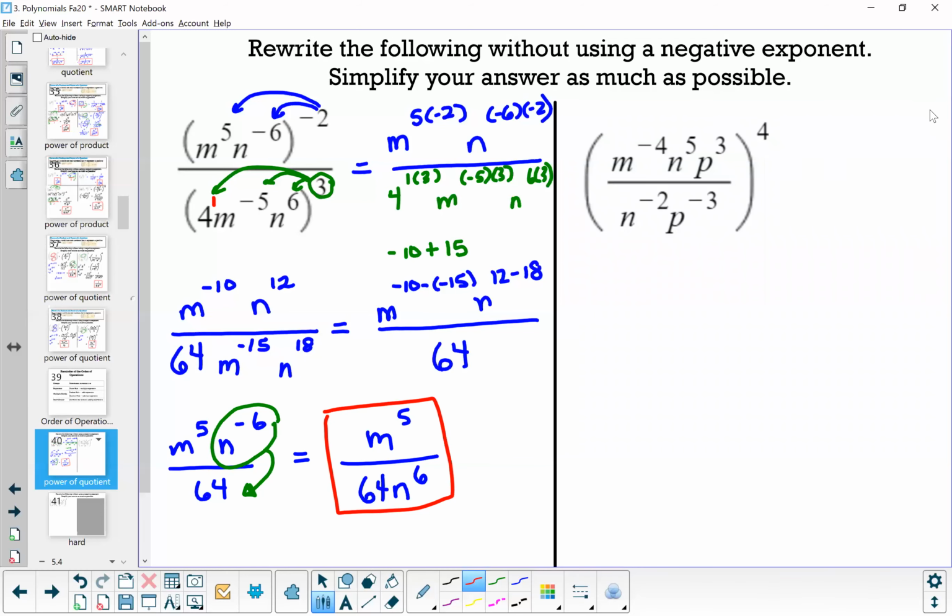Okay, let's take a look at this question on the right here. We have in parentheses m to the negative 4 n to the fifth p cubed over n to the negative 2 p to the negative 3, close parentheses, all of that taken to the 4th power. So go ahead and pause the video and try this, and then we'll do it together.